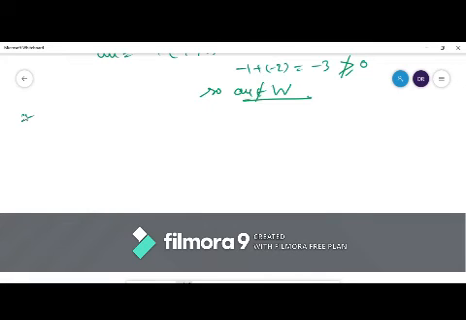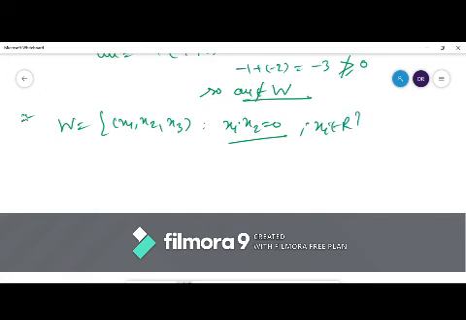Hence, this is not a subspace. Next, we have another example. If W is equal to (x1, x2, x3), where x1 into x2 is equal to 0 and the xi's are real numbers, then check whether this is a subspace or not.